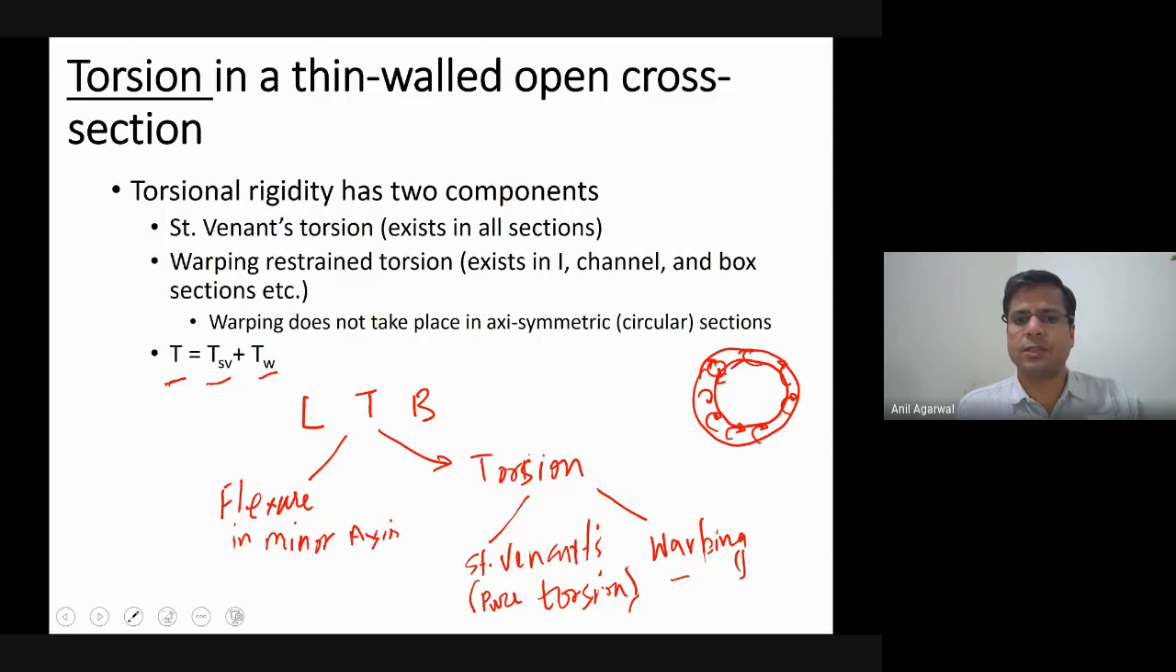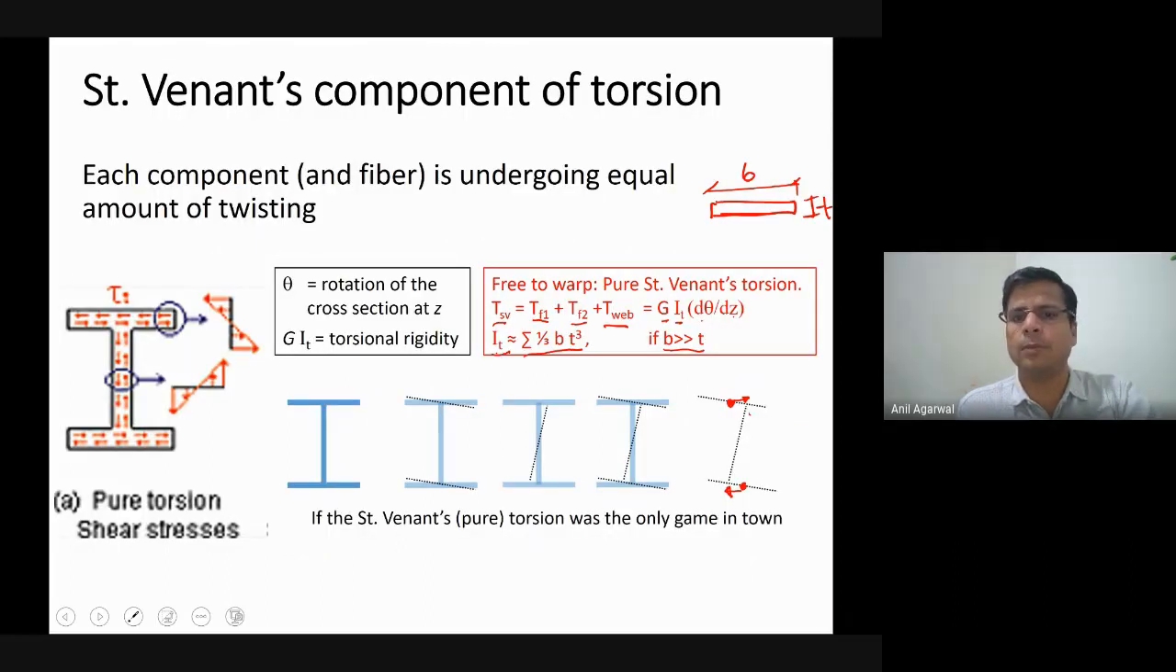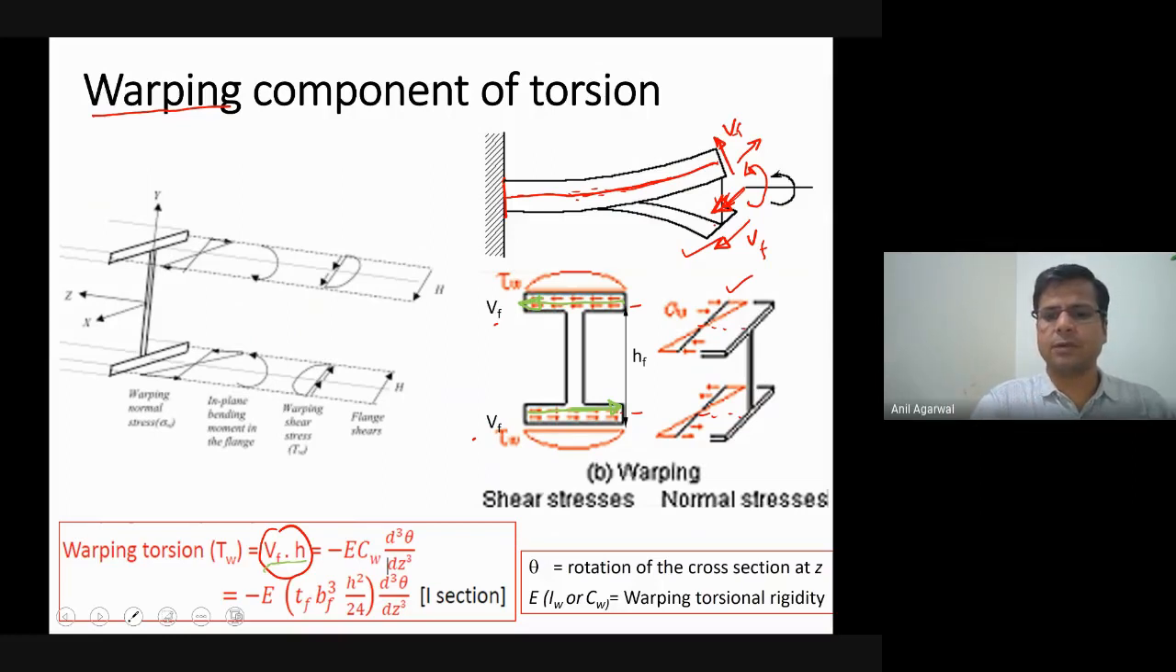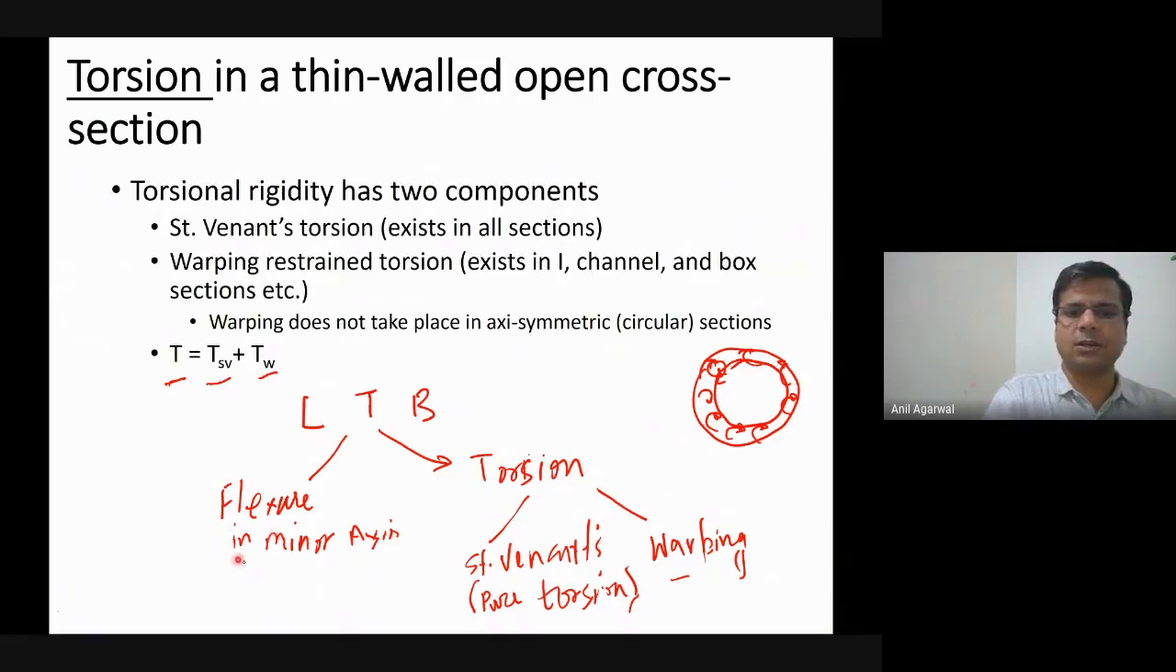Now, so far we have seen certain cross-section properties which have played a role. One is IT of the cross-section, which is basically the summation of 1/3 BT cubed, shown here. The other cross-section property that we have seen playing a role is IW or CW, which controls the torsional behavior. One more property that we had discussed in the beginning was flexural rigidity in the minor axis, so this one was EIY, in the minor axis direction.